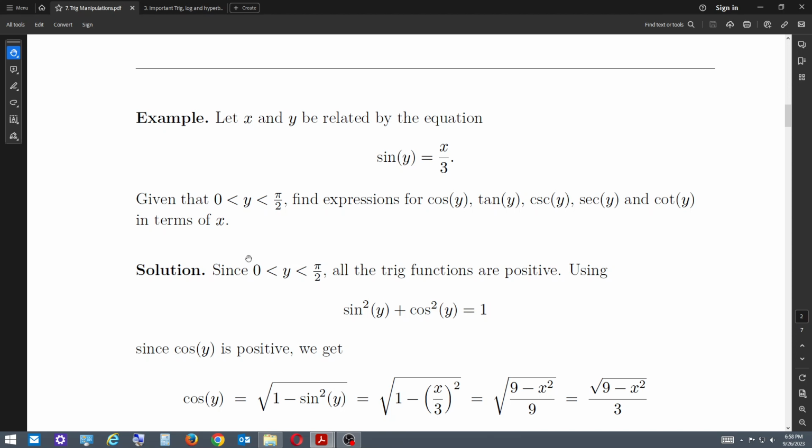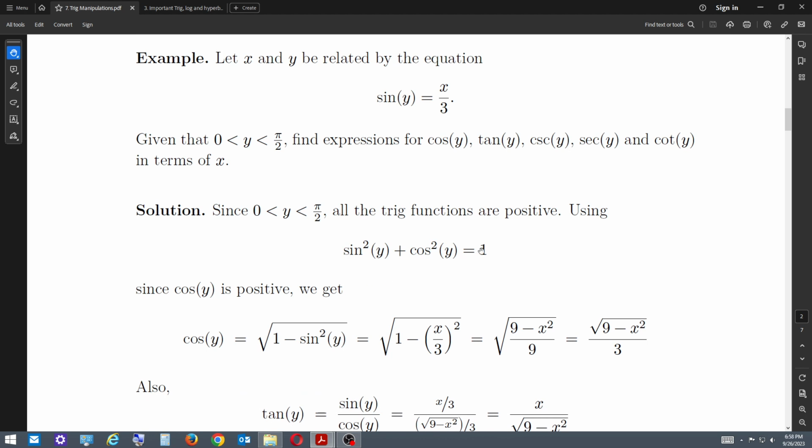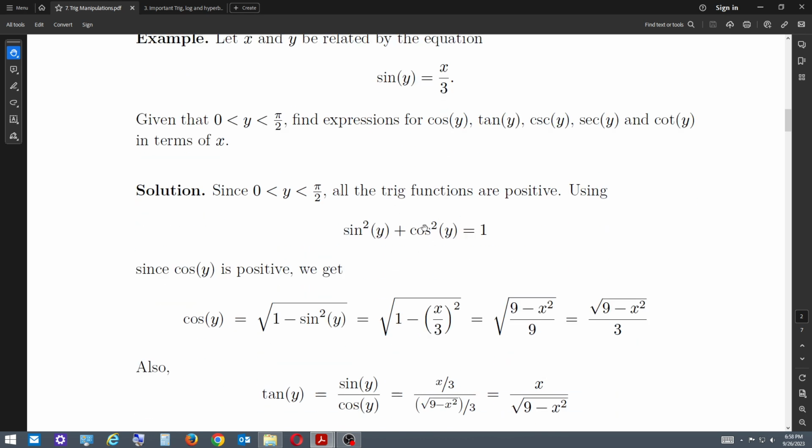And remember, when it's in the first quadrant, everything is positive. So using this identity, we could rearrange and make cosine of y the subject of the formula. Now, why it's important to know the sine or to know the angle is, when I make cosine of y the subject of the formula, I'm going to have to take the square root. And when you take the square root, you have to determine whether it's the positive square root or the negative square root. And how you determine that is from the quadrant.